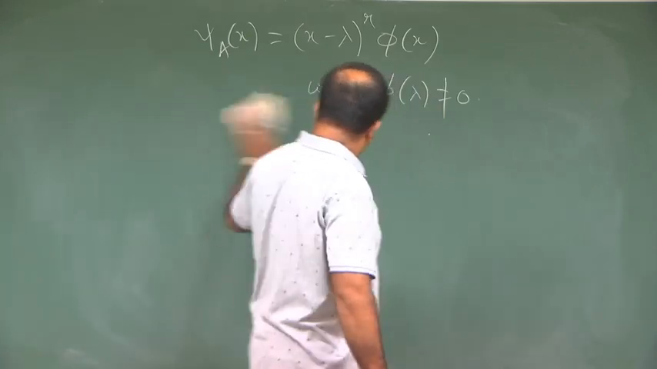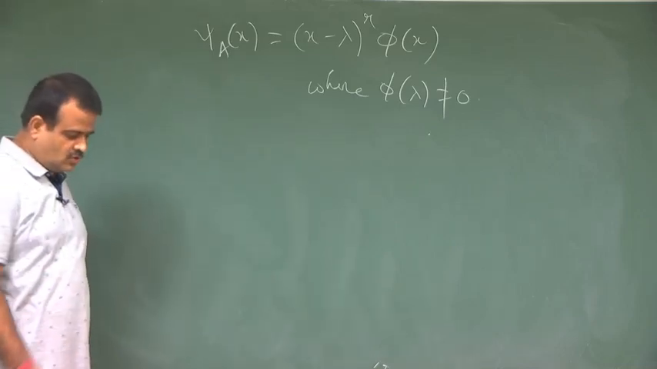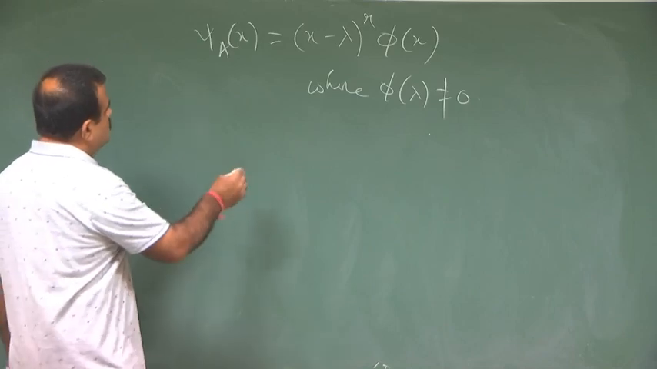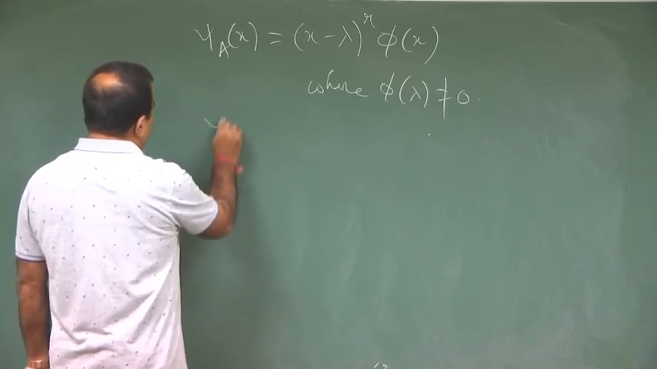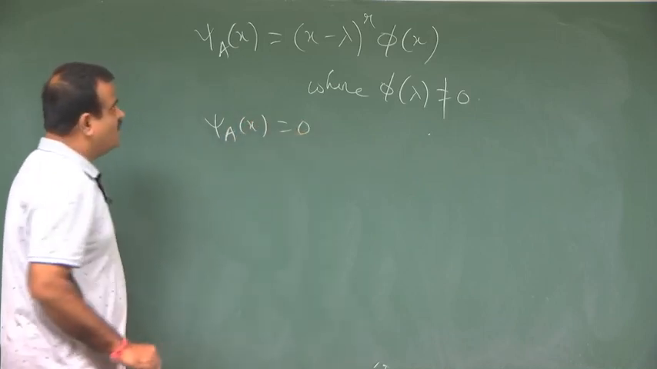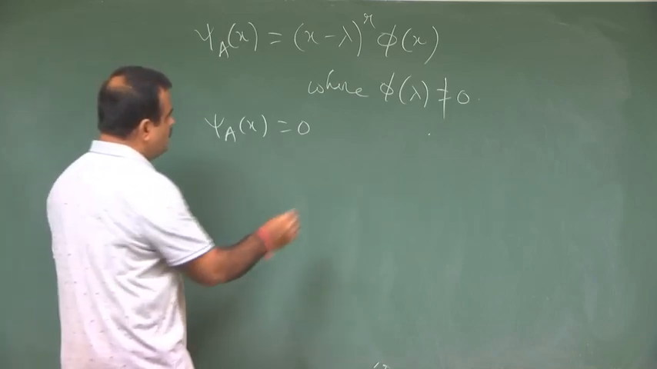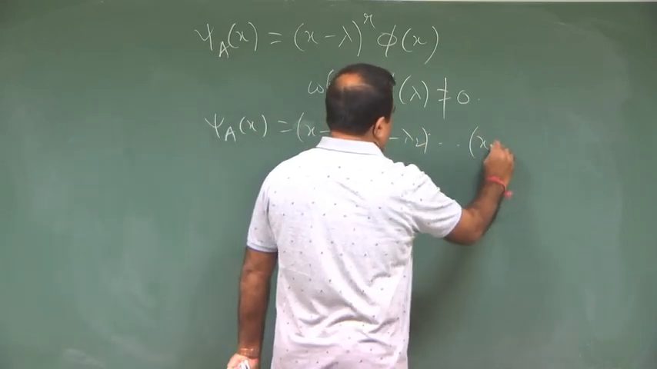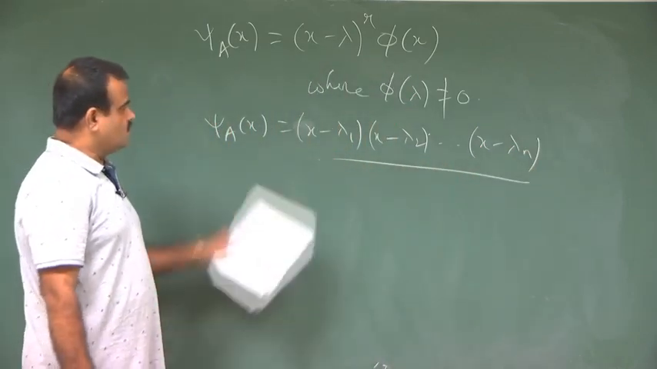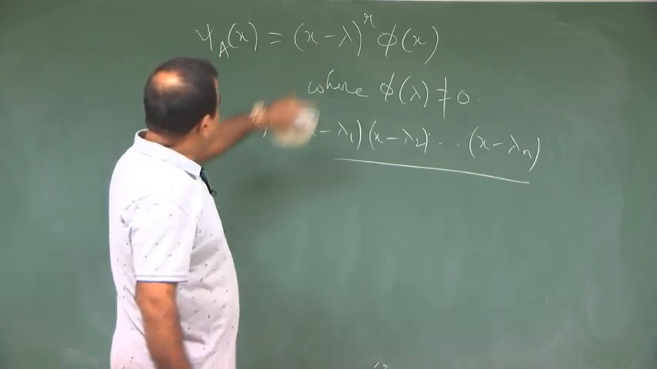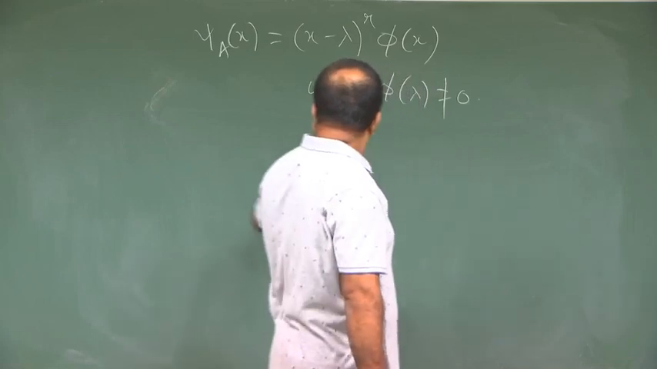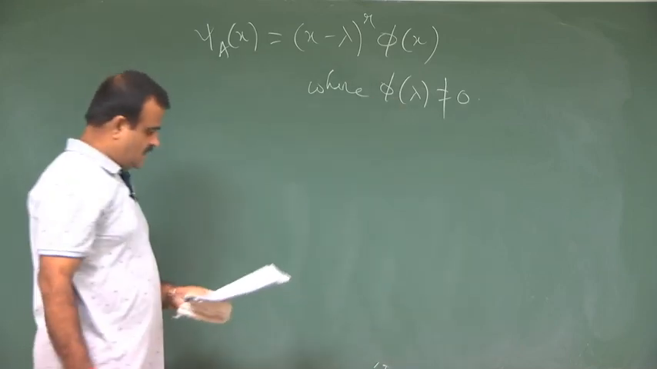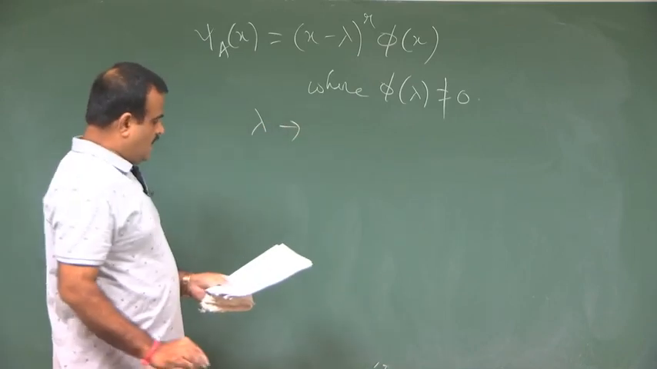So, we know an n degree polynomial has n roots, and we know some formulas for the roots, the sum of the roots and the product of the roots. If we have a polynomial equation of degree n and it has roots lambda 1, lambda 2, up to lambda n, it will be written as some constant times x minus lambda 1, x minus lambda 2, like this, up to x minus lambda n. Now if lambda is a root which is coming r times and no more, then lambda is an r fold eigenvalue of A.